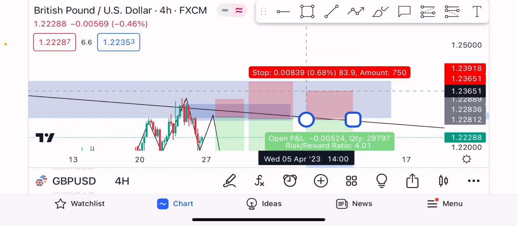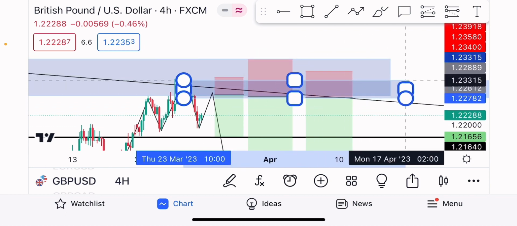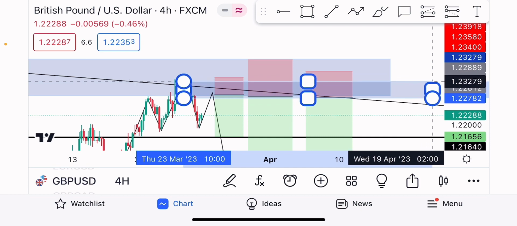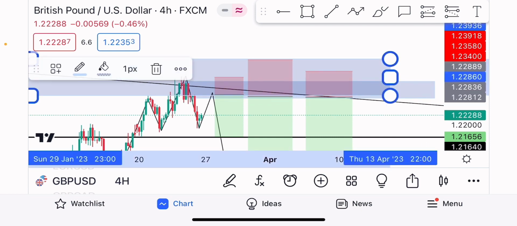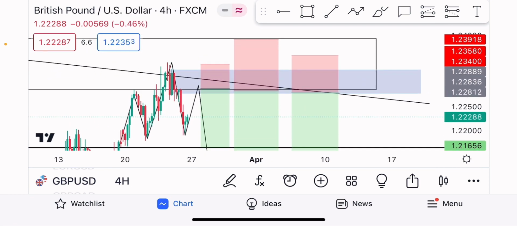Sorry, this stop loss is kind of big. Extend this. Yeah, so that's actually my view on GBPUSD.